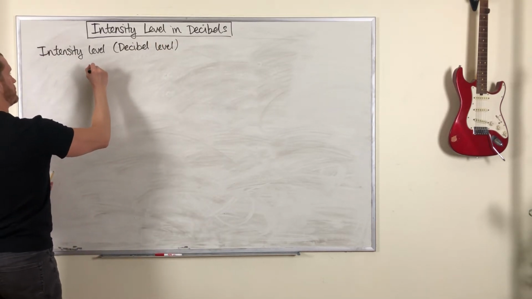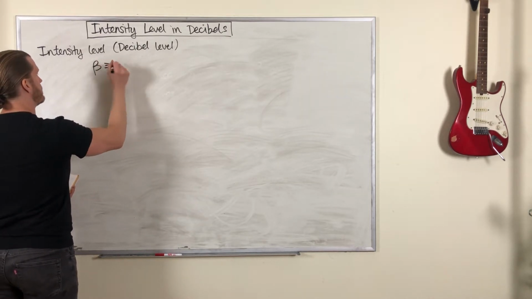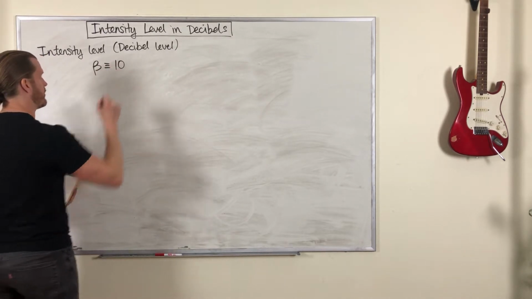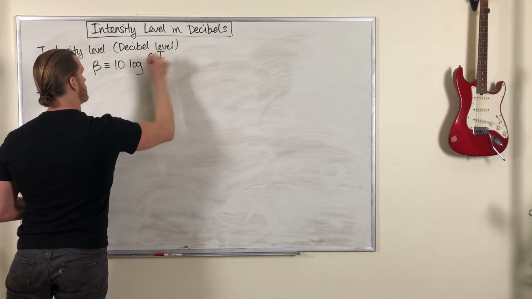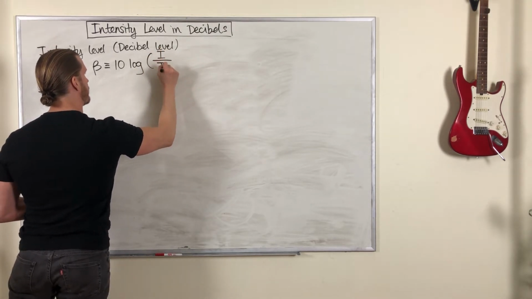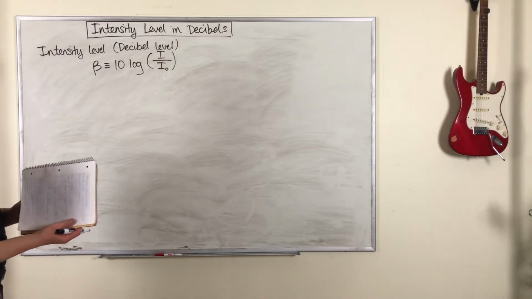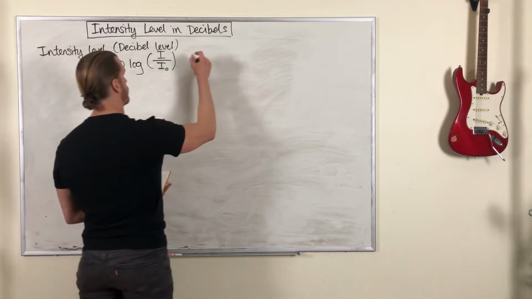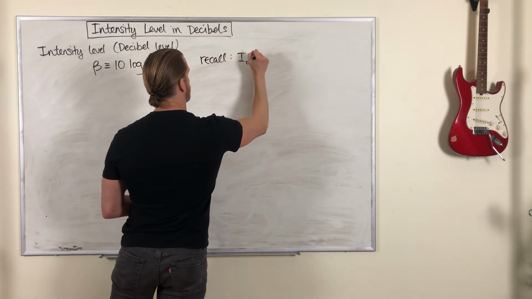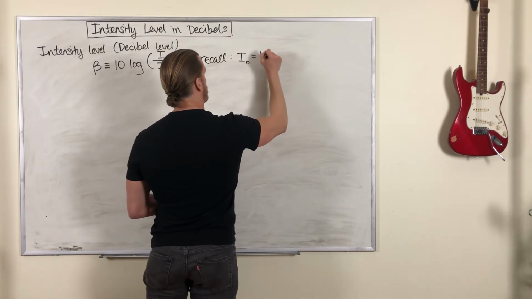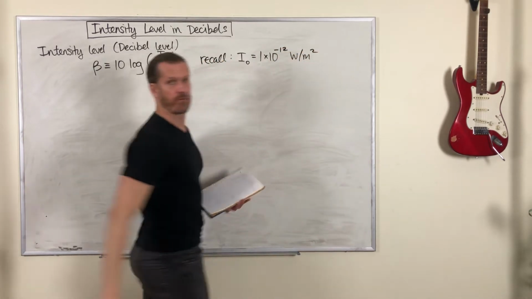The decibel level, beta, Greek letter beta, is defined as 10 times the log of the intensity of your sound divided by that minimum intensity, the threshold of human hearing. So remember, this threshold of human hearing is 10 to the minus 12 watts per square meter.